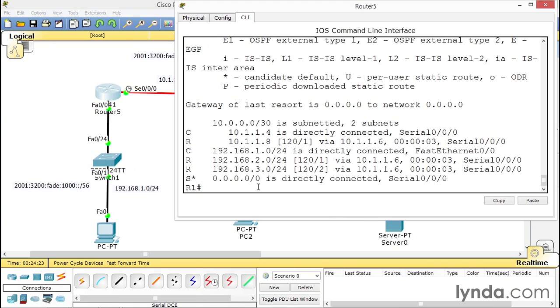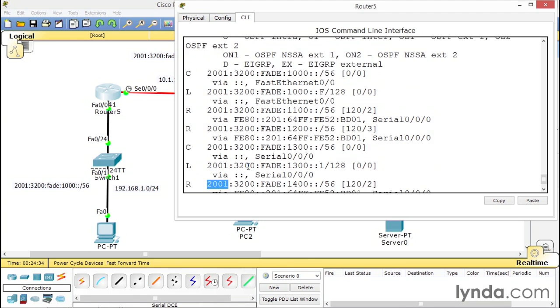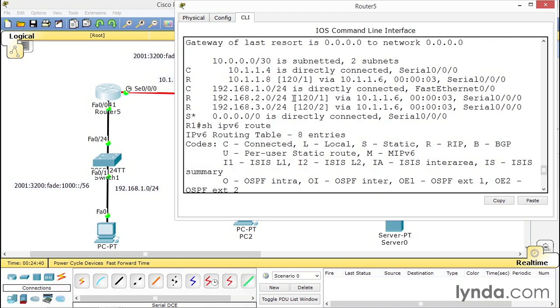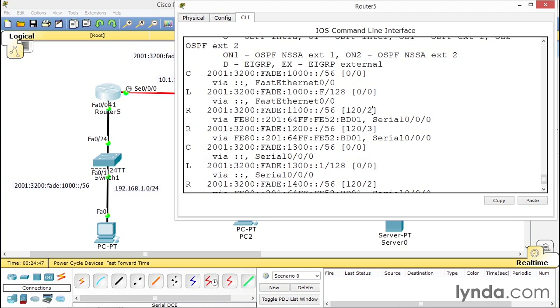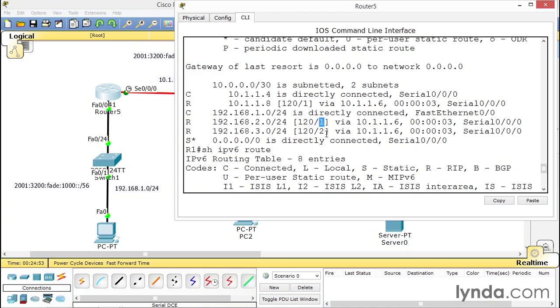But if you look at the show IPv6 route, you see now we're looking at hexadecimal. Even though you want to say that these are decimals, they're not. They're hexadecimal numbers. But the administrative distance of RIP, 120, is still the same as it would be on RIP version 2. No different. It still uses hop counts. As you can see here, this particular network is 2 hops away. This one's 3 hops away. And this one is 1 hop away, 2 hops away.